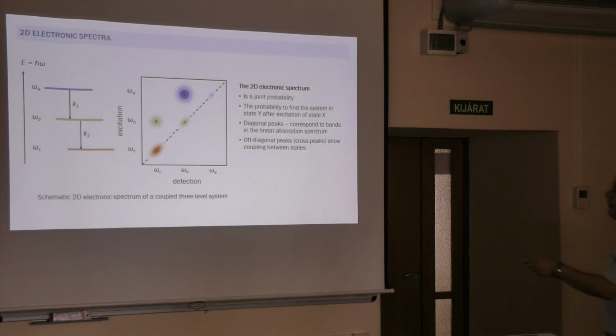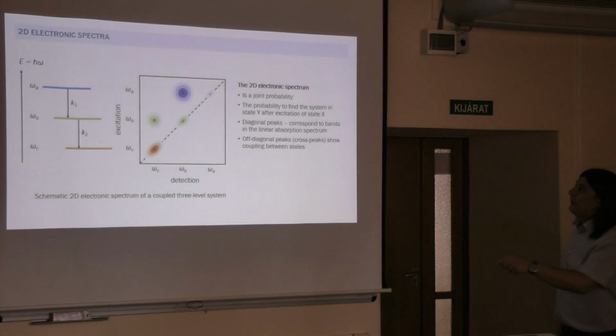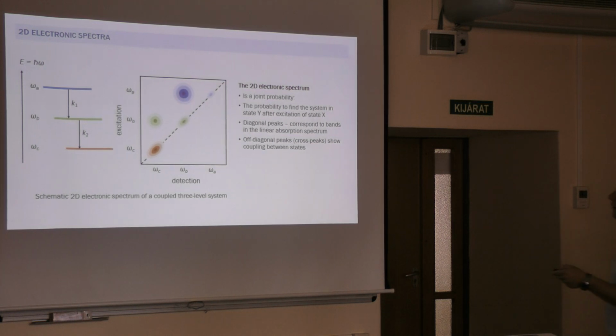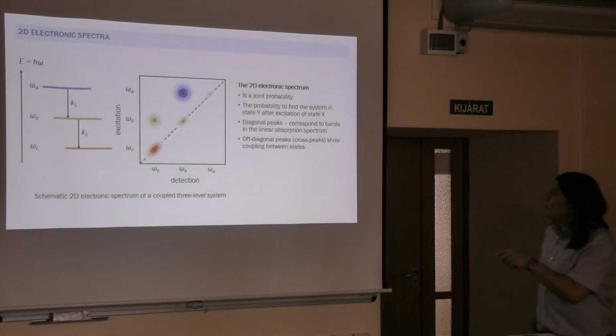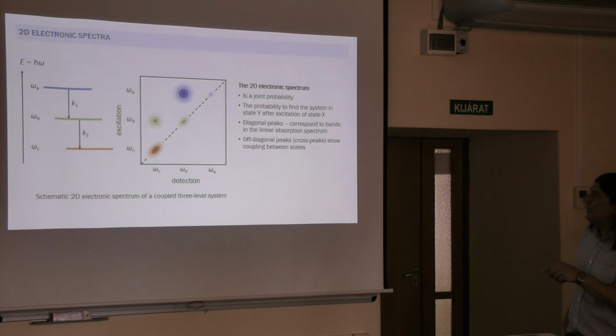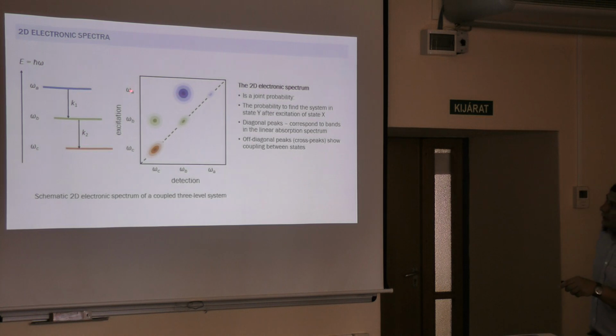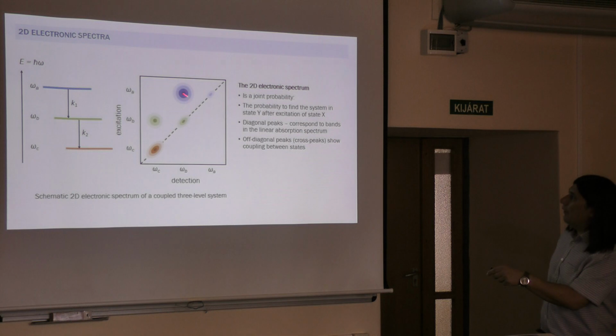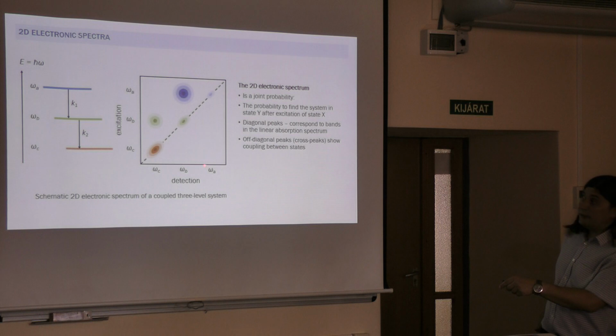In the end, we Fourier transform, and we get the frequency map that I showed you before. Now, this is interpreted as a joint probability. That means a signal at some position here, let's say this peak here, has frequency omega A, which corresponds to that state, on one side, and omega B on the other, on the detection axis. How do we interpret that?